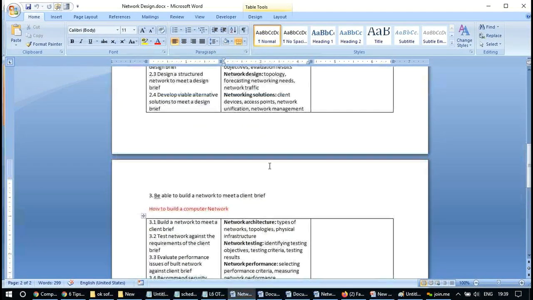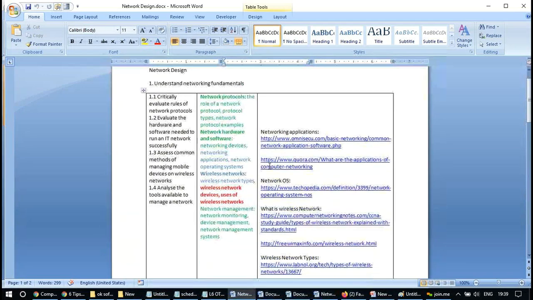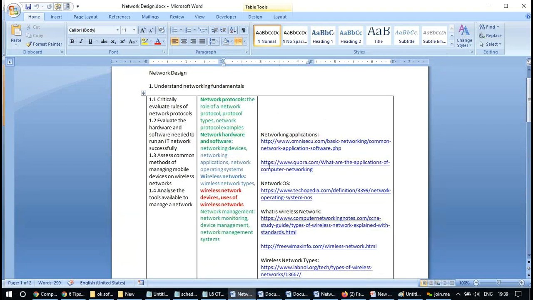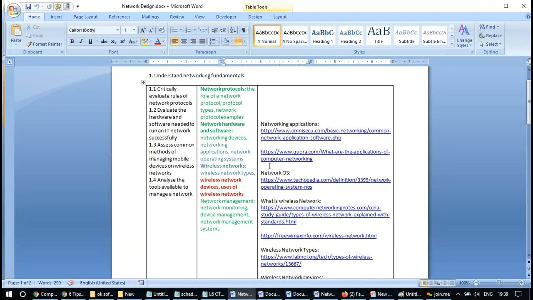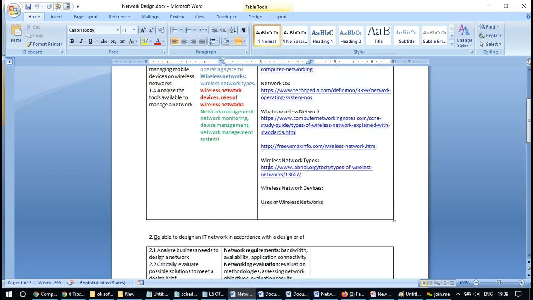No worries. So basically, in LO1 on network design, we discussed in detail the protocols, the network hardware, including the devices and everything, as well as the operating systems, the distinction between wireless and wired networks, and network monitoring as well.